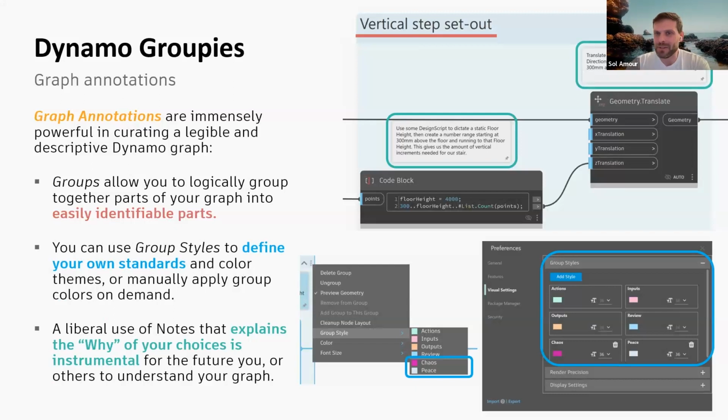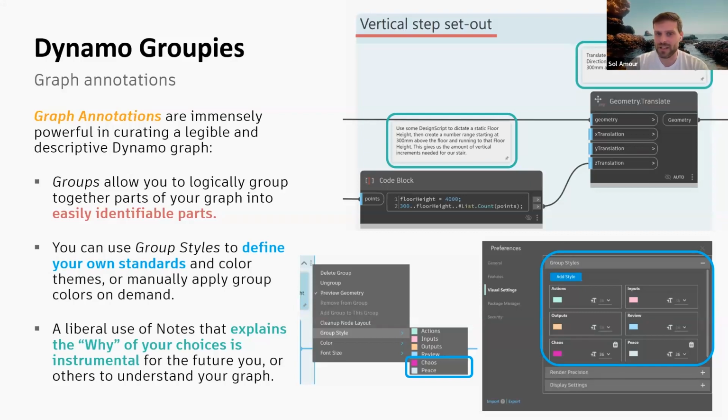Groups, which we have in the upper corner, allow you to logically group together like parts of your graph that are really easily identifiable, the things that go together. The cool thing about groups is that, A, they're awesome, but B, you can also set styles to define your own standards. Maybe as an office you want a color scheme that represents your company, or maybe the out-of-the-box colors just jar on you for some reason and you want to set your own. You can totally do this with group styles, and you can apply today both a color and a font size, and in the future we will expand this to set other aspects of groups.